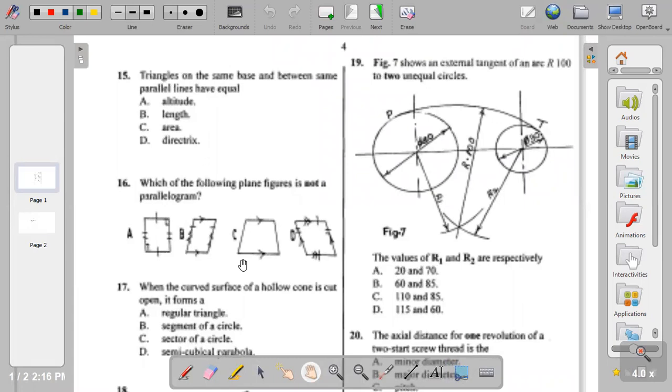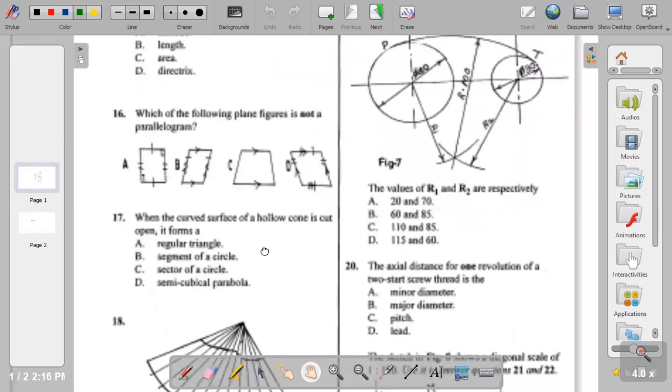Which of the following plane figures is not a parallelogram? We have option A, B, C. When we look at A, we see this is parallel to this, and this is parallel to this. In option B, this is parallel to this, and this side is parallel to this side. Option C, this is parallel to this, but this is not parallel to this. Option D, this is parallel to this, and this is parallel to this. So the answer to question 16 is option C.